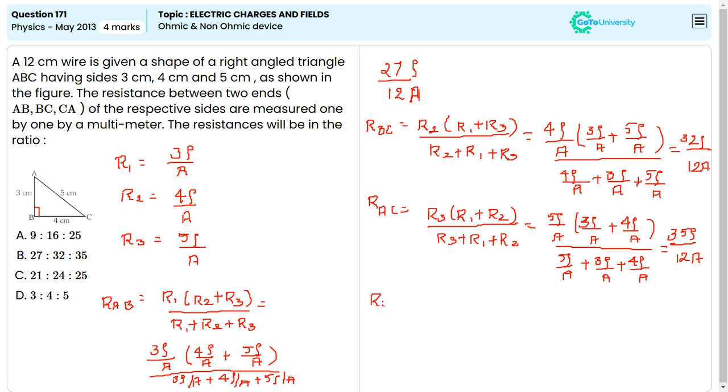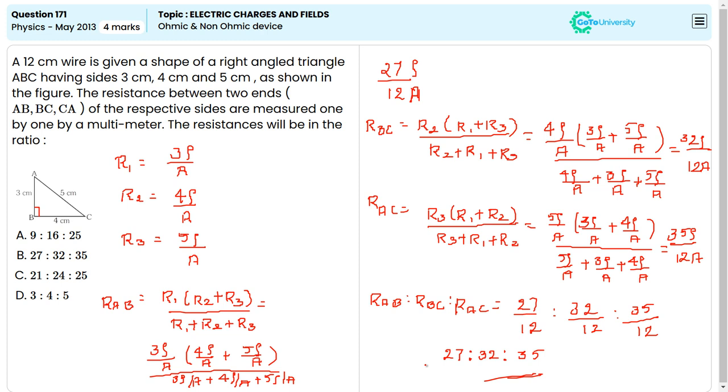Then the total: resistance at AB is to resistance at BC is to resistance at AC is equal to 27 by 12 is to 32 by 12 is to 35 by 12. Then we can write this in the ratio of 27 is to 32 is to 35. That we can see in option B. Option B is our right answer.